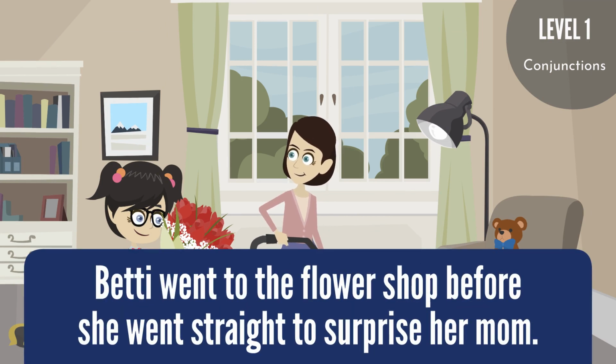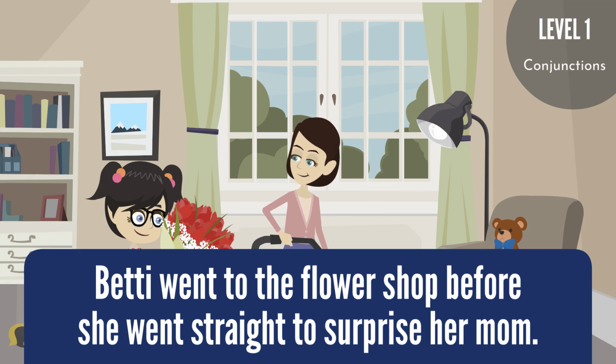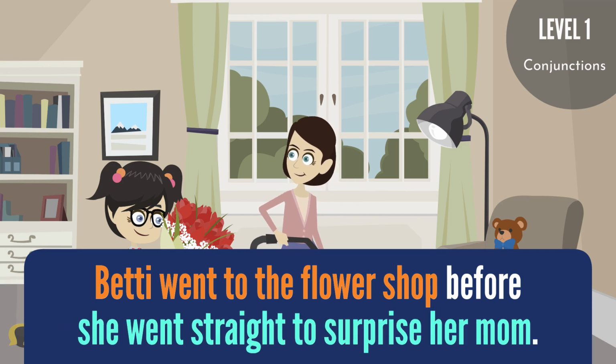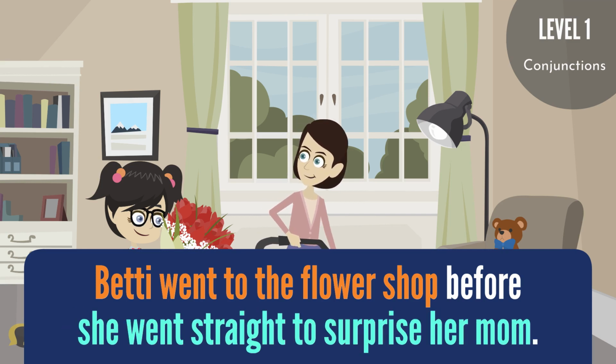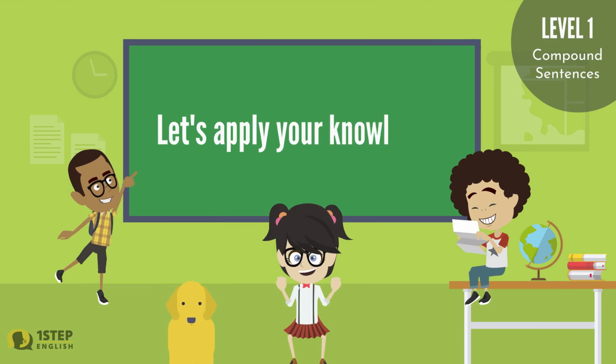Betty went to the flower shop before she went straight to surprise her mom. The two sentences are: Betty went to the flower shop, and she went straight to surprise her mom. Then, the subordinating conjunction is the word before.